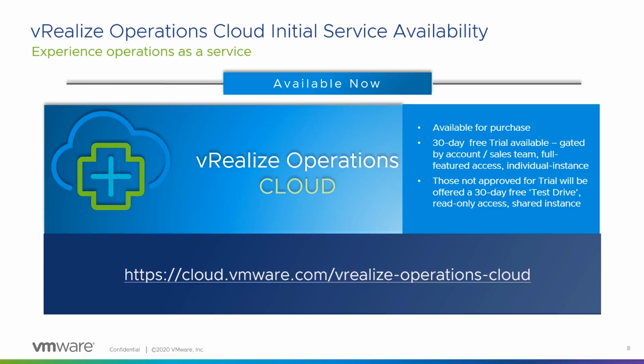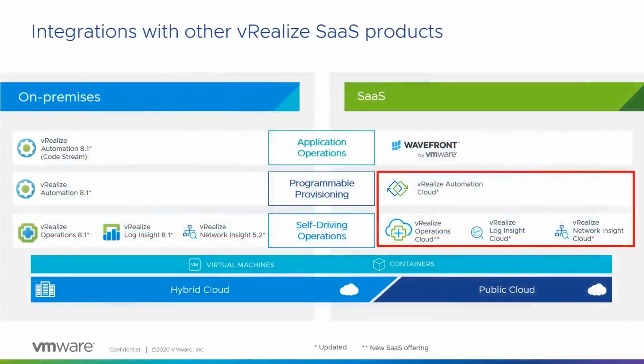And just like our on-premises offerings, which all integrate very closely together, our cloud-based offerings do as well. So vRealize Operations Cloud integrates with vRealize Automation Cloud, vRealize Log Insight Cloud, and vRealize Network Insight Cloud. And as long as you're subscribed to each of these services, you don't have to worry about configuring the integration between them. It's all just handled for you.